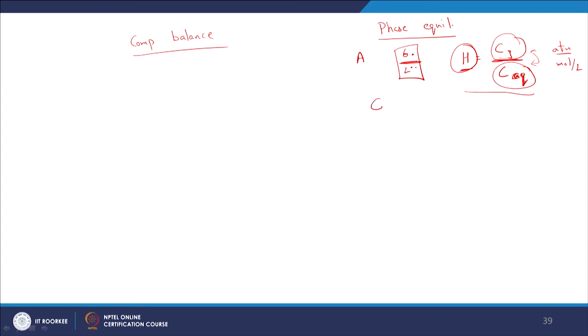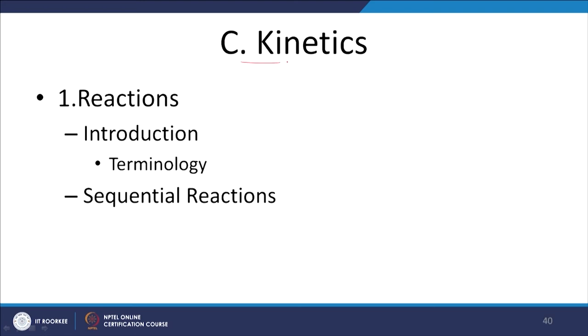So, in the same way, we looked at gas, liquid, fluid and solid phase equilibriums and how they work. We looked at a generic example, and then we came across the component balance which we discussed today. Anyway, now we are going to move on to the next major topic, which is kinetics.